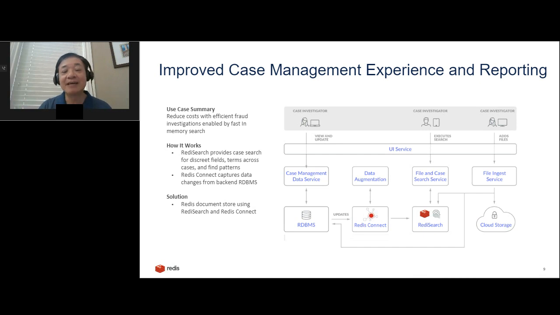And so this particular institution was using Redis search to not only index all that data, but to provide a really extremely fast and efficient search experience so that these investigators can look for patterns, can look for specific terms across different cases, right? Again, it helps them do that due diligence to identify whether this is in fact fraud or money laundering or any of those kinds of criminal activities that are going on. And so Redis is the document store to host all this data.